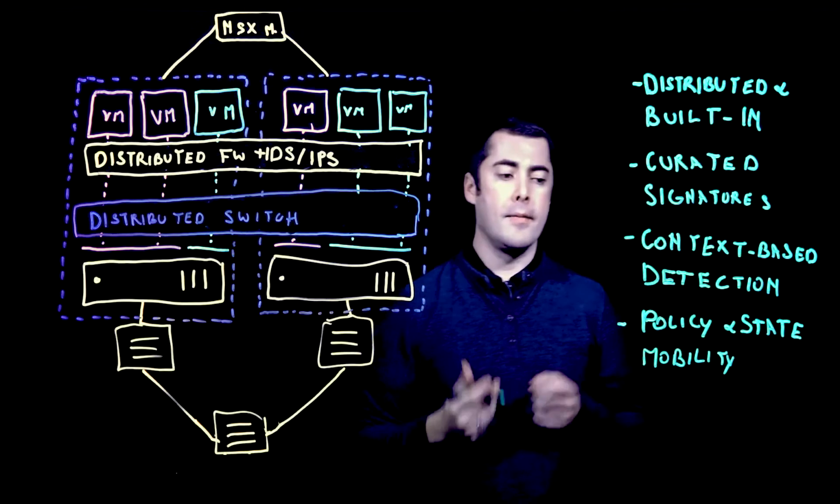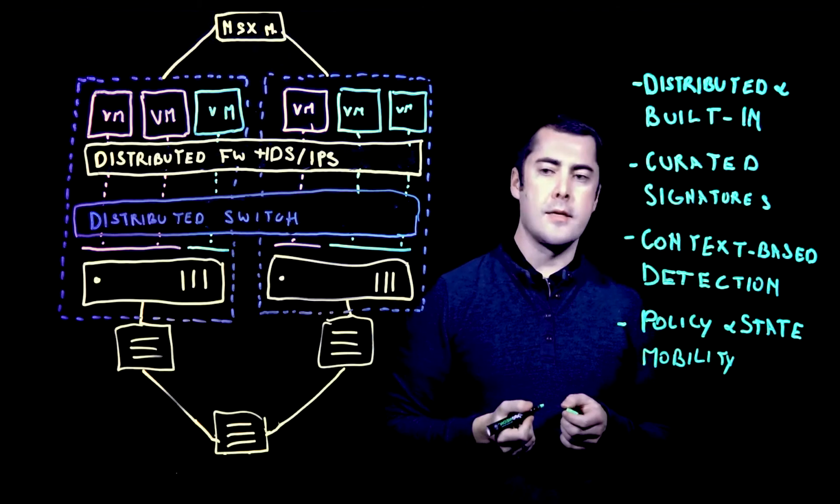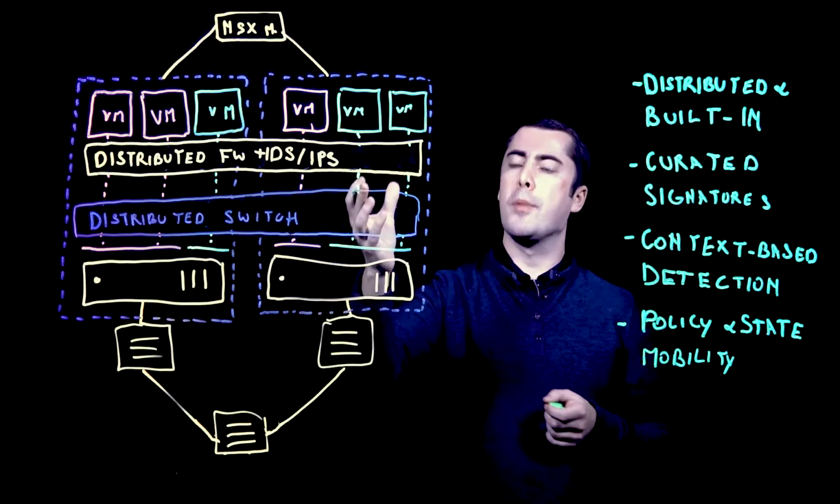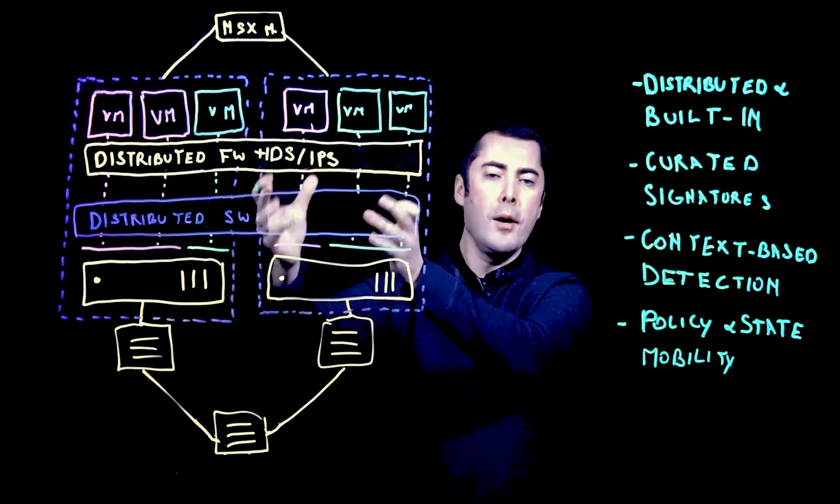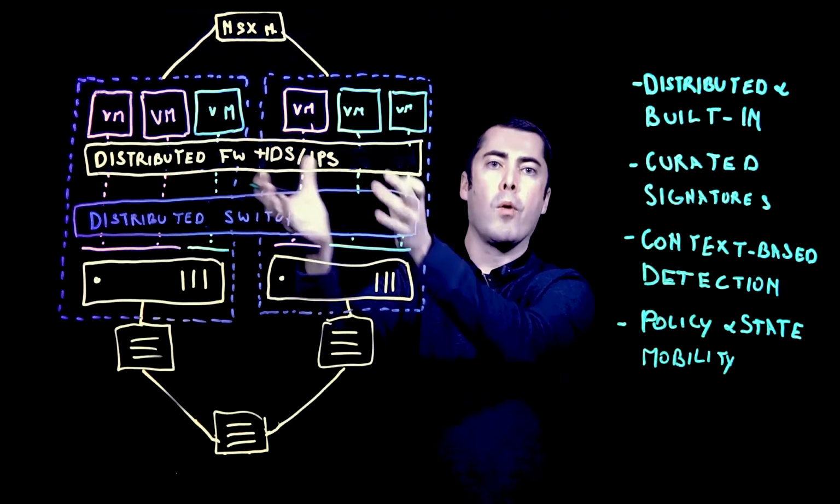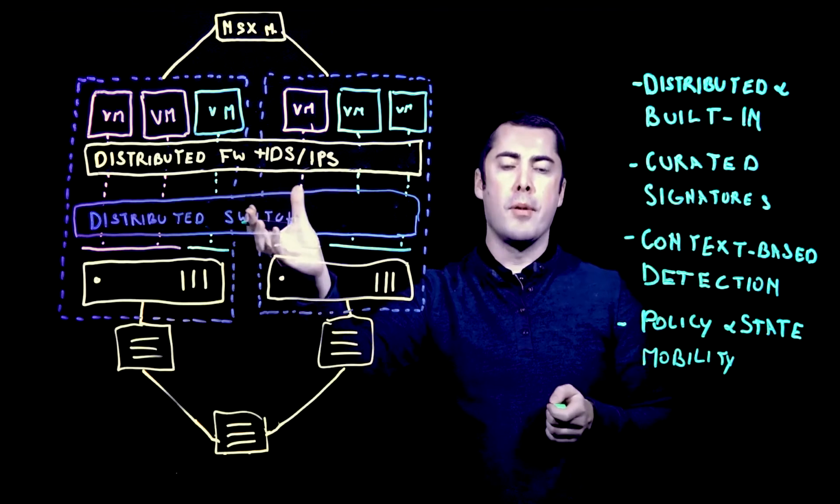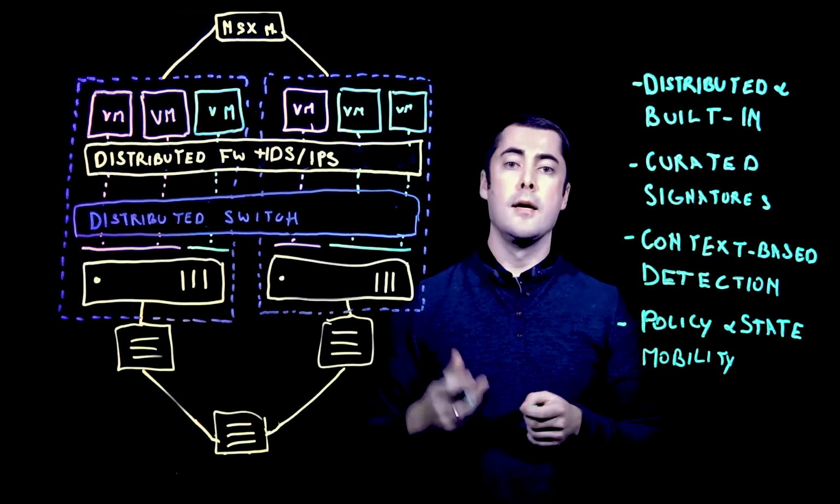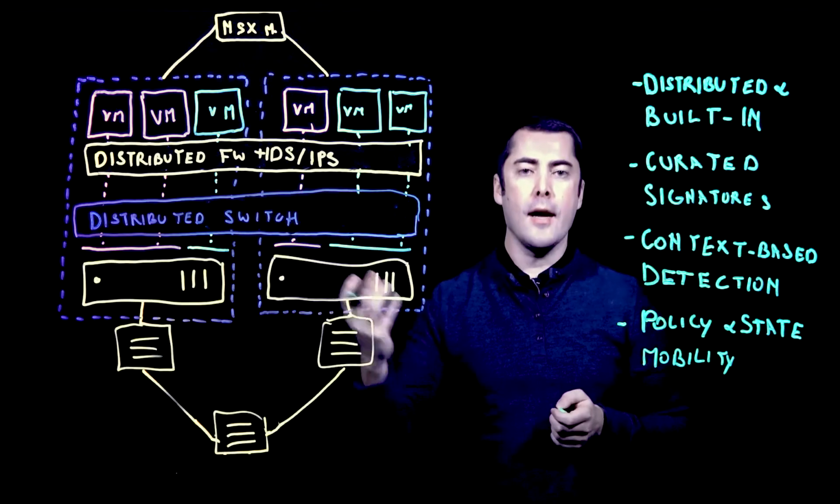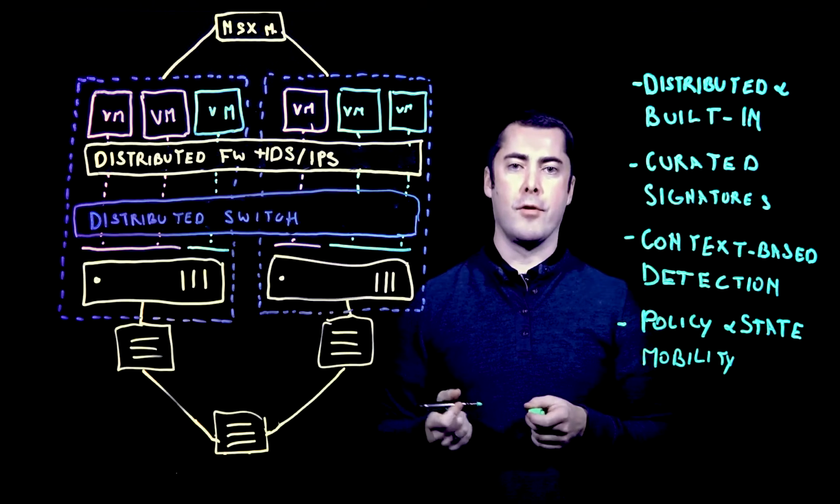And then another key benefit here is policy and state mobility. With the distributed firewall, as well as with the distributed IDS, not just the firewall policy, but also the IPS policy moves along with the virtual machine from one hypervisor to the next hypervisor, so you don't have to reapply that same policy. In addition to that, the firewall state, the connection state, moves along with that virtual machine as well.